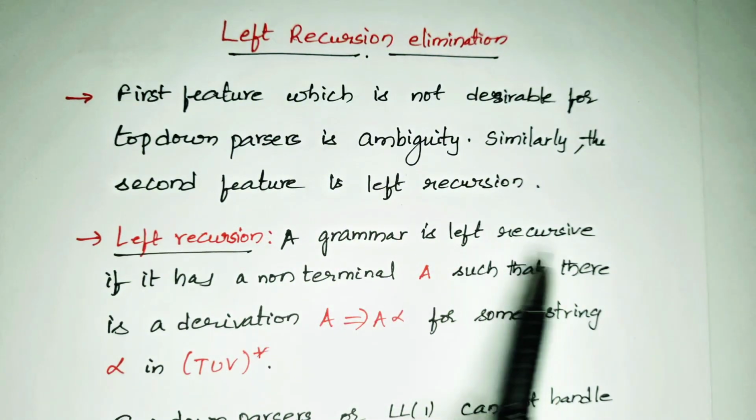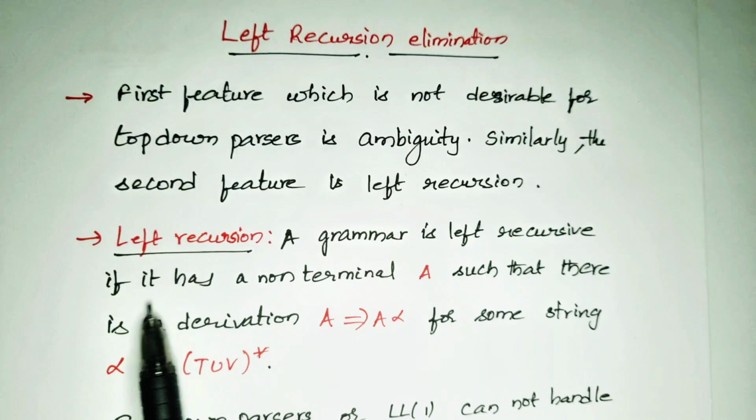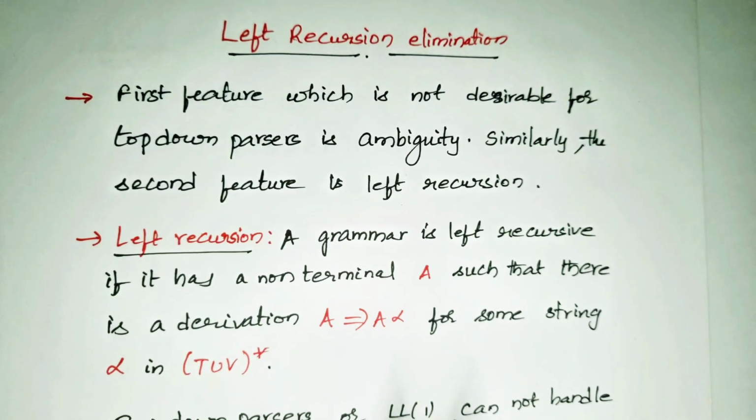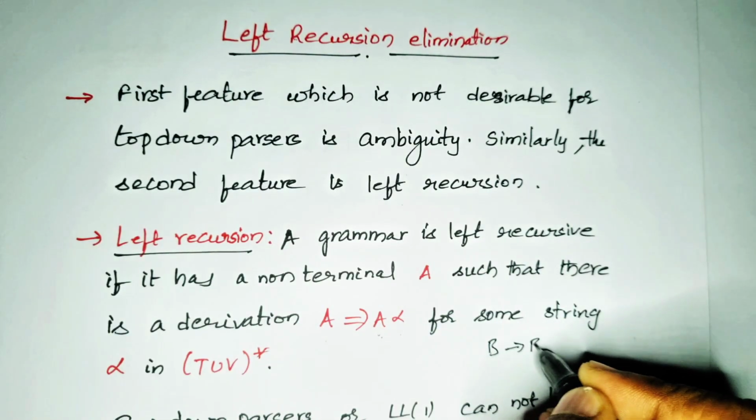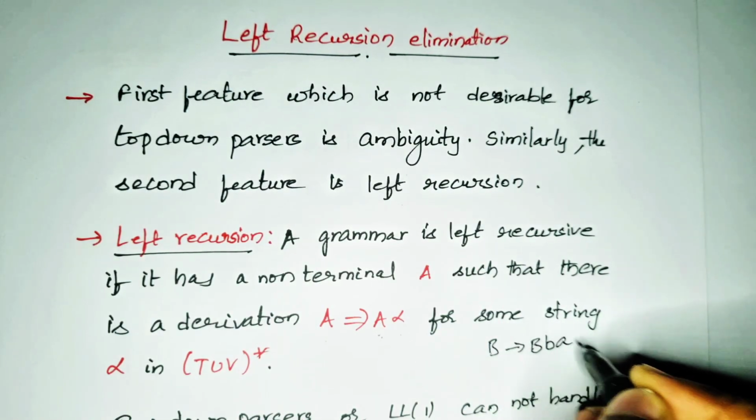A grammar is said to be left recursive if it has a non-terminal symbol A such that A derives a string beginning with A itself. In simple terms, if the production can be rewritten in the form A goes to A alpha, where alpha is any sequence of terminals and non-terminals, then that grammar is said to be left recursive. For example, B is a non-terminal, B goes to BB.